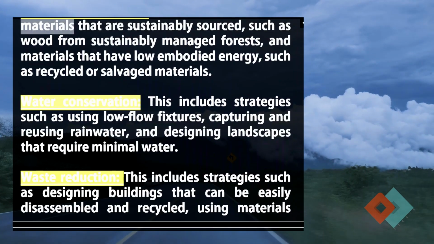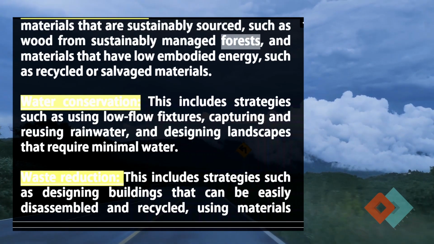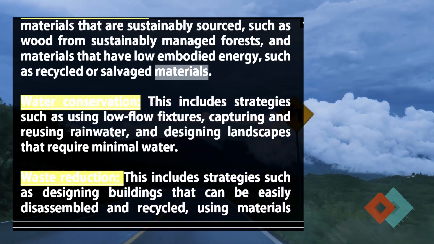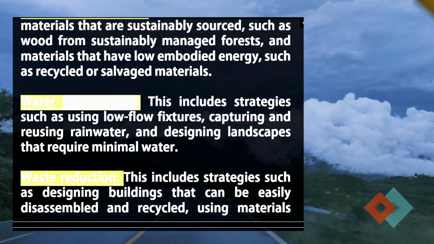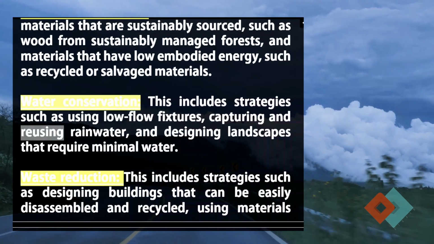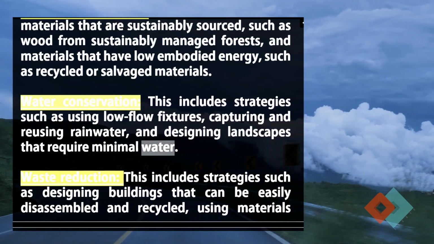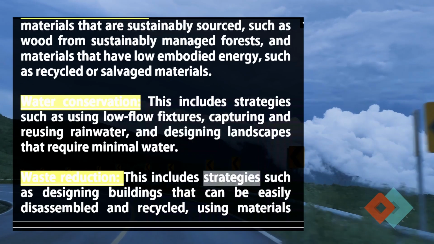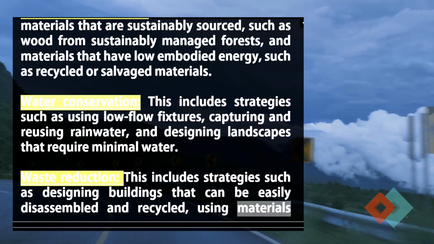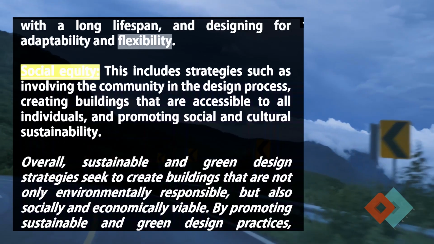This includes the use of materials that are sustainably sourced, such as wood from sustainably managed forests, and materials that have low embodied energy, such as recycled or salvaged materials. Water conservation. This includes strategies such as using low-flow fixtures, capturing and reusing rainwater, and designing landscapes that require minimal water. Waste reduction. This includes strategies such as designing buildings that can be easily disassembled and recycled, using materials with a long lifespan, and designing for adaptability and flexibility.